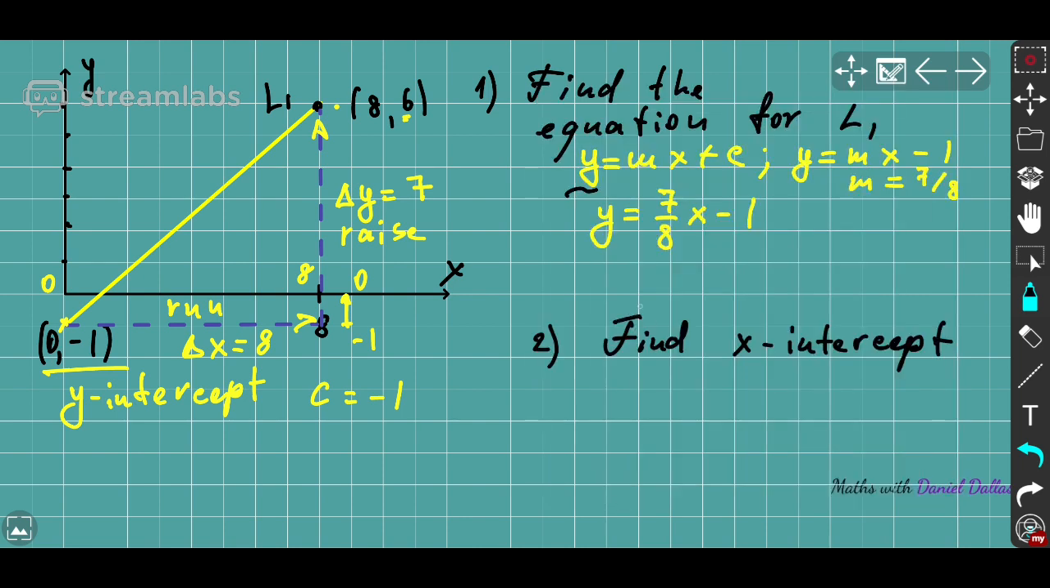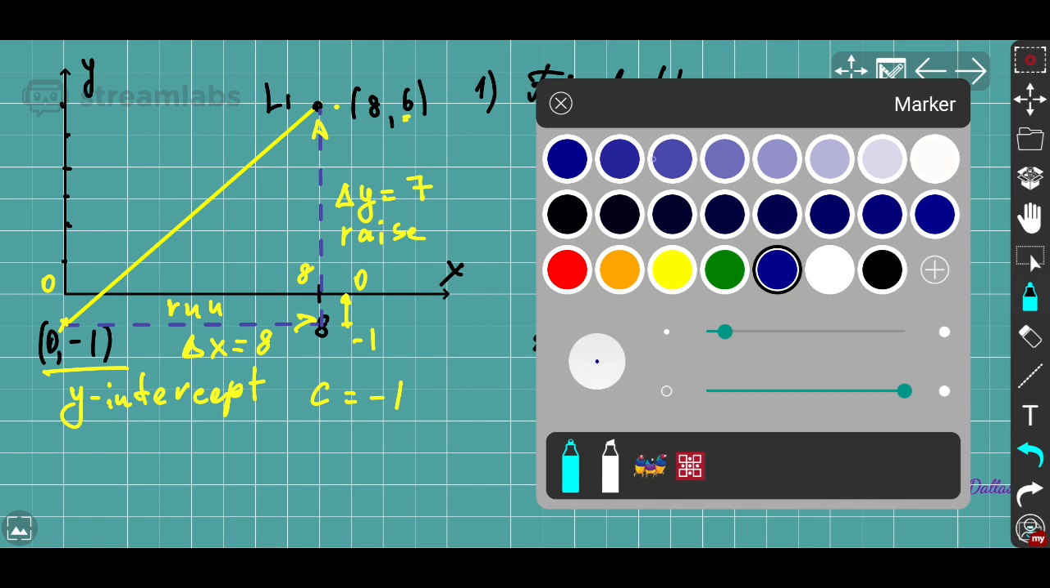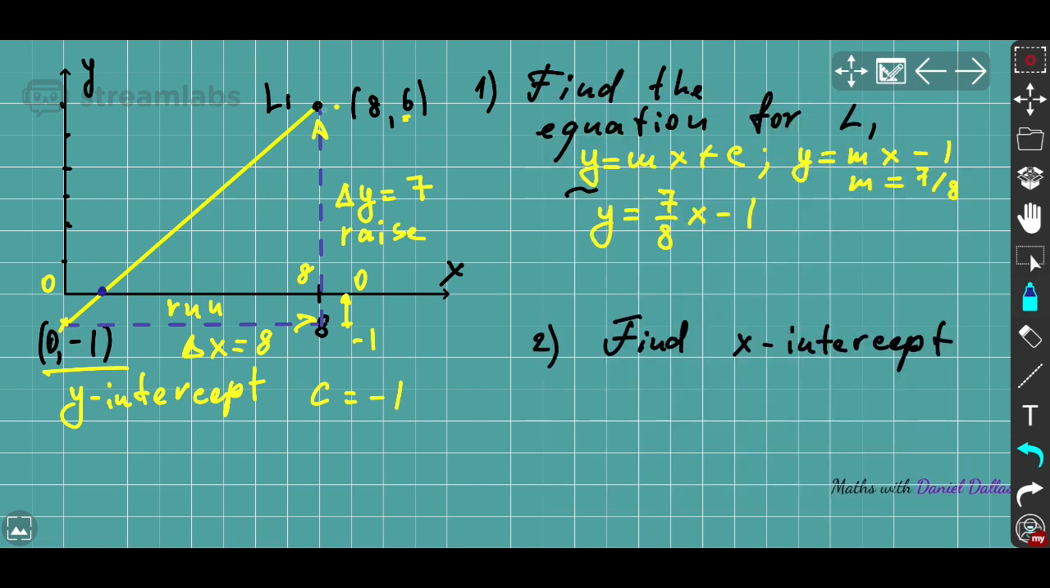And we have another question. Question 2, you need to find the x-intercept. The x-intercept is the point where you have the intersection with the x-axis, where your line crosses the x-axis. And this is definitely the value for x.